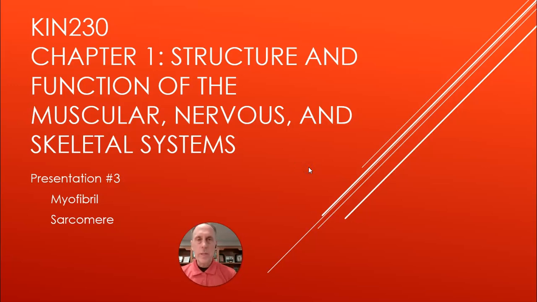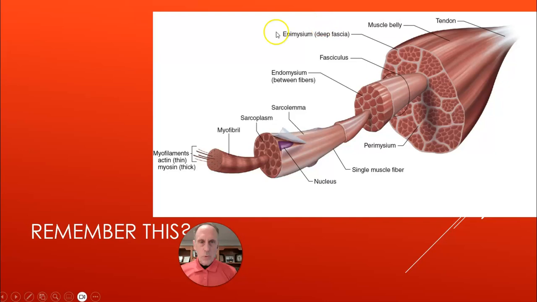Okay, here we go. Kinesiology 230, Chapter 1, Presentation 3. We're still talking about the myofibril, and the sarcomere now comes into play, and we're going to do a little bit of a quick review here. So we talked about this pretty much in depth here.